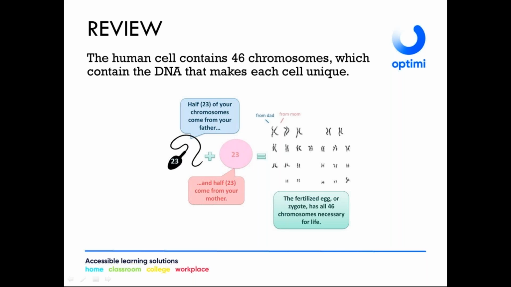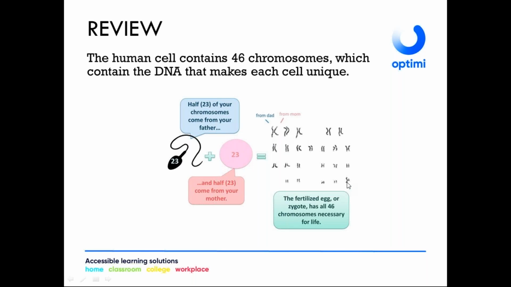Okay, so genetics is the study of heredity. Basically, we're going to be looking at how certain traits are passed on from parents to their generations. To start off, we know that the human cell contains 46 chromosomes altogether, and these chromosomes contain the DNA that makes each cell unique. This is a typical human karyotype, and as you can see, we've got 46 chromosomes altogether, or 23 pairs.